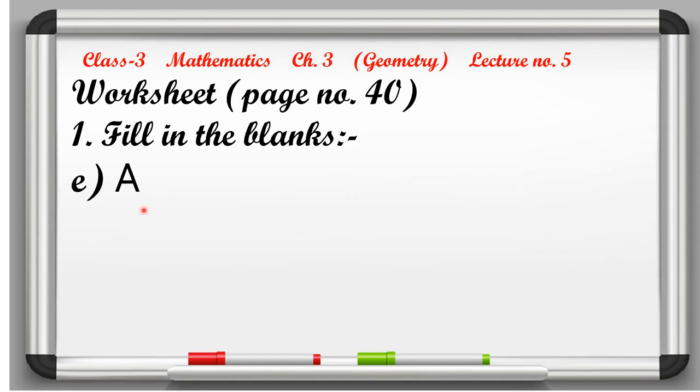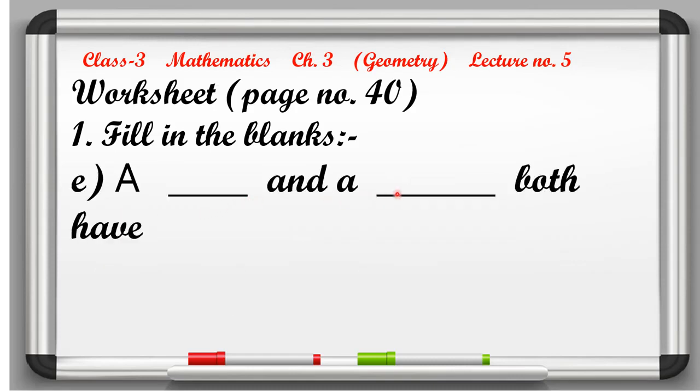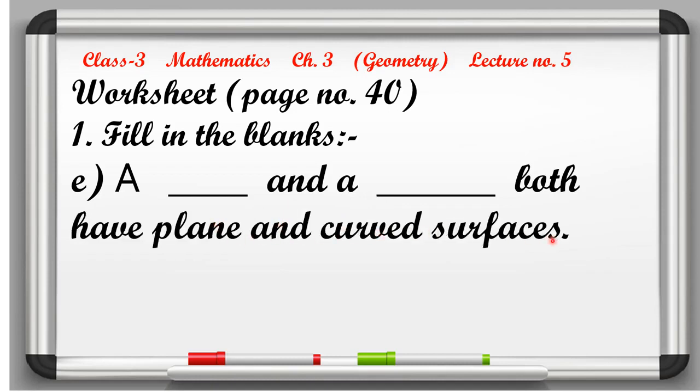Now in E part it is given a dash and a dash, both have plane and curved surfaces. Which shapes have both plane and curved surfaces, beta? There are two shapes: number 1 cone, and number 2 cylinder. So a cone and a cylinder both have plane and curved surfaces. In a cone there is one plane face, and one curved face. And in a cylinder there are two plane faces and one curved face.